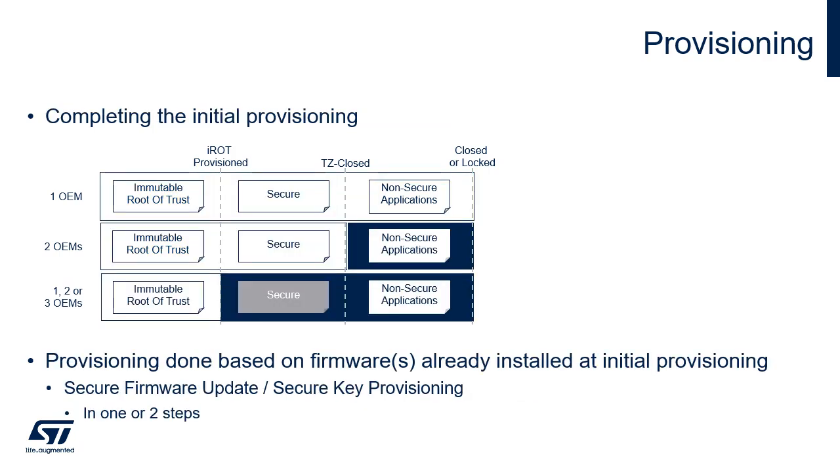The figure highlights the contribution of the second and possibly third OEM regarding the provisioning of firmwares and keys. In the second case, a second OEM provides the non-secure image. In the third case, a second OEM provides the secure image and keys, while a third OEM provides the non-secure image and keys. This provisioning relies on services offered by the firmware installed during the initial provisioning. These services enable the second and third OEM to update the firmware and to provision keys, which can be achieved in 1 or 2 steps.